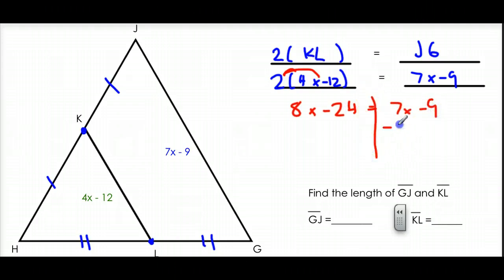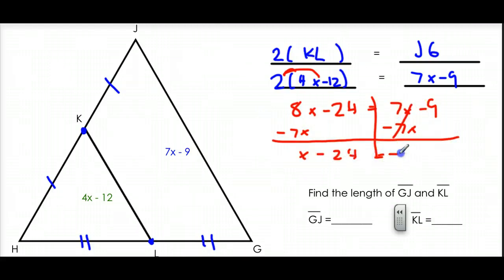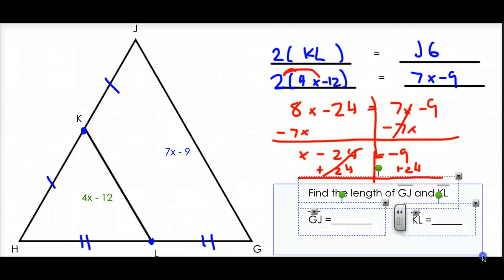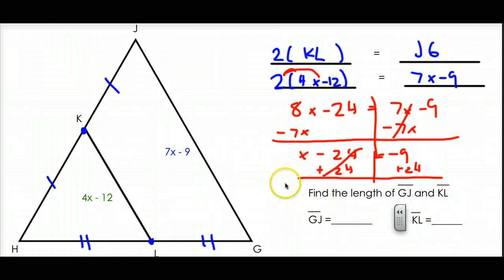To solve this, we subtract 7x from both sides, and we get x minus 24 is equal to negative 9. Now to keep solving, we're going to move the 24 over, so we're adding 24 to both sides. Whoops! This cancels, and let me just move this away for a second.